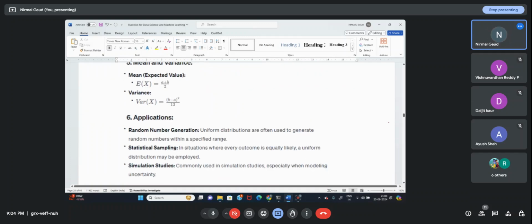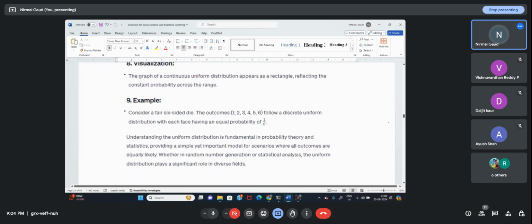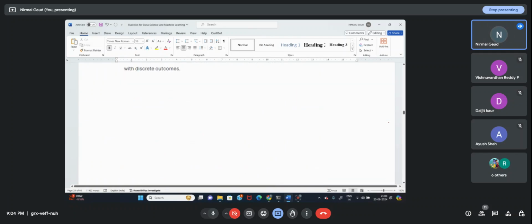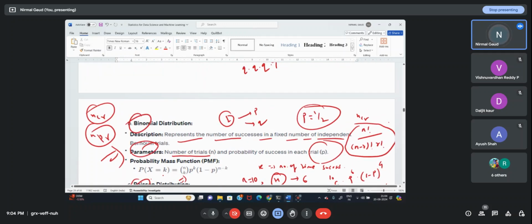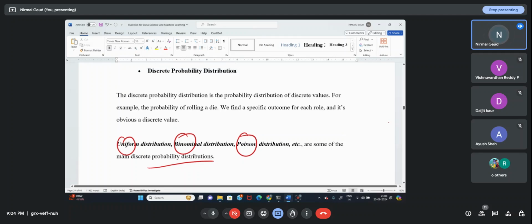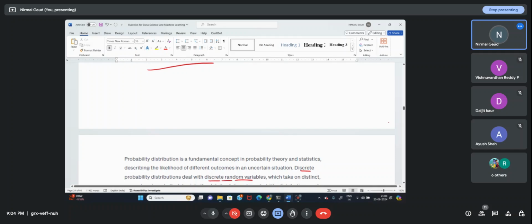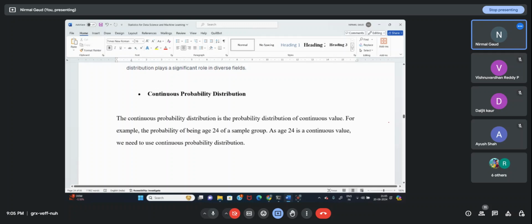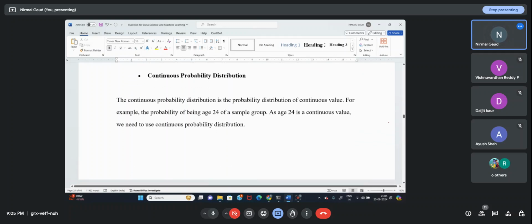Let me tell more about this uniform. Continuous probability distribution. We did mention this uniform. I guess it's been written here, it came in discrete, like uniform and all these. But let me talk more about it from here. So discrete you have seen, now continuous probability distribution, I'm explaining to you.